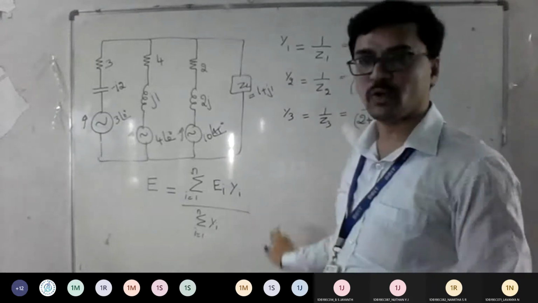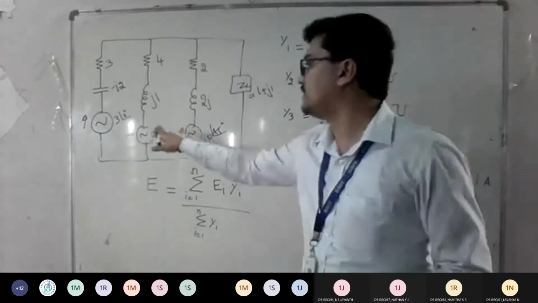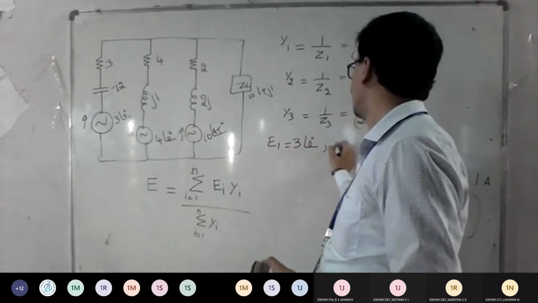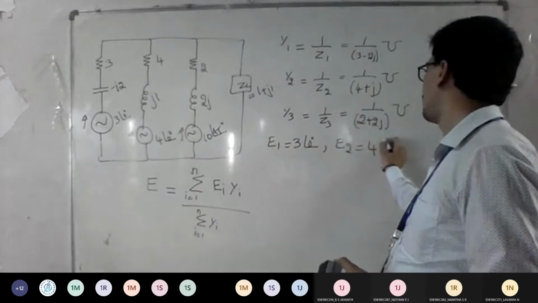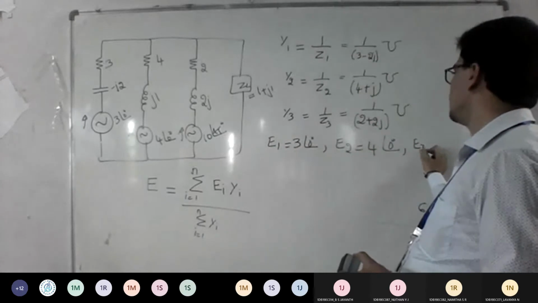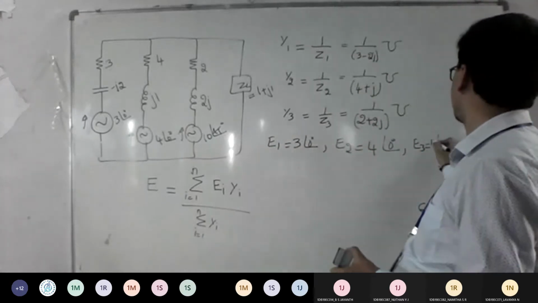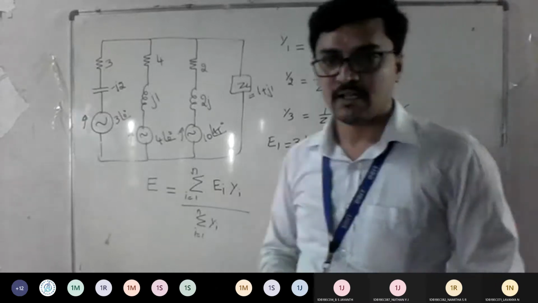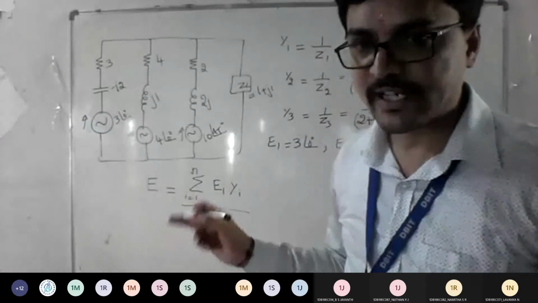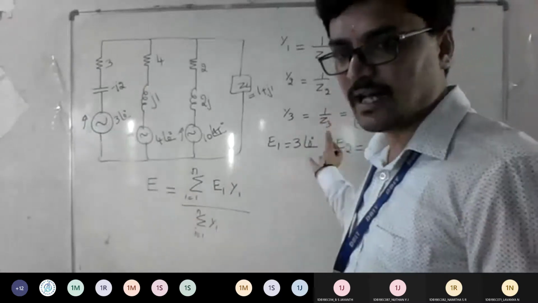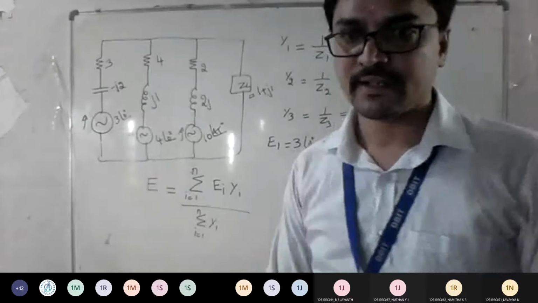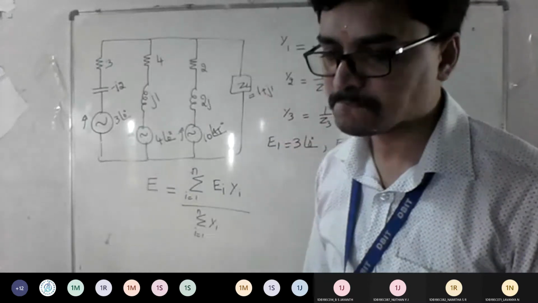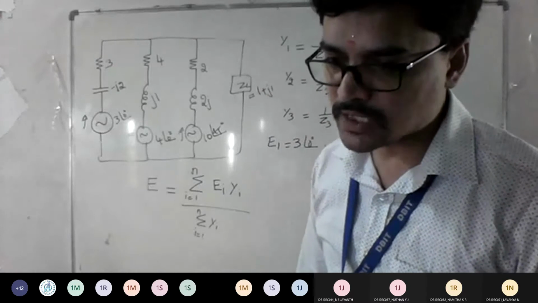So we have got Y1, Y2, Y3. Now similarly you can write all E1, E2, E3 also. So mention E1 as 3 at an angle 0, E2 as 4 at an angle 0, and E3 as 10 at an angle 45. So we got all the values that we want to dump in the formula. Try to write the formula first, then write the individual terms like this. Then dump all these values in this formula. Get the answer. So any doubts anyone till here?